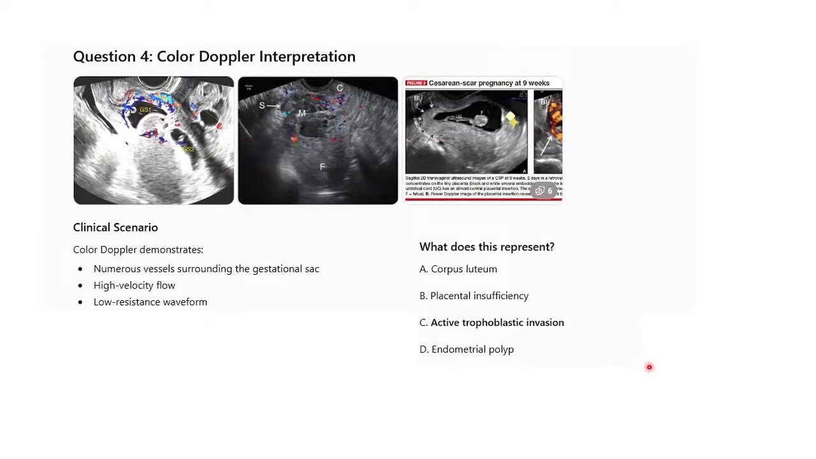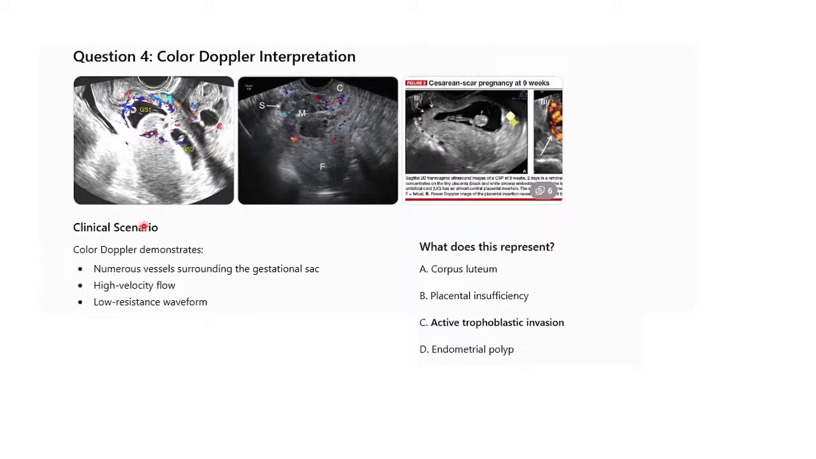So question number 4, the Doppler interpretation. Clinical scenario: color Doppler demonstrates numerous vessels surrounding the gestational sac, high velocity flow, low resistance waveform. What does that represent? A. Corpus luteum. B. Placenta insufficiency. C. Active trophoblastic invasion. D. Endometrial polyp. So what does that represent?